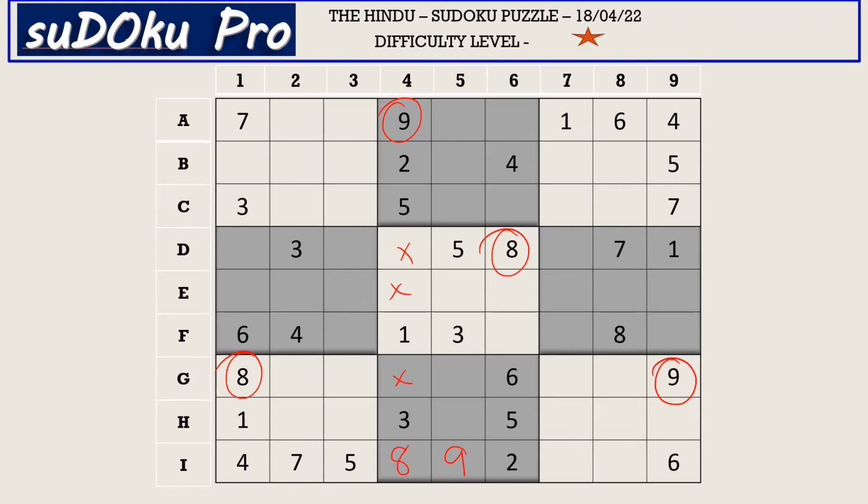Now in I row, there are only 2 empty cells and the missing numbers are 1 and 3. There is a 1 here in column 7 which blocks here. So I7 takes 3 and I8 takes 1.